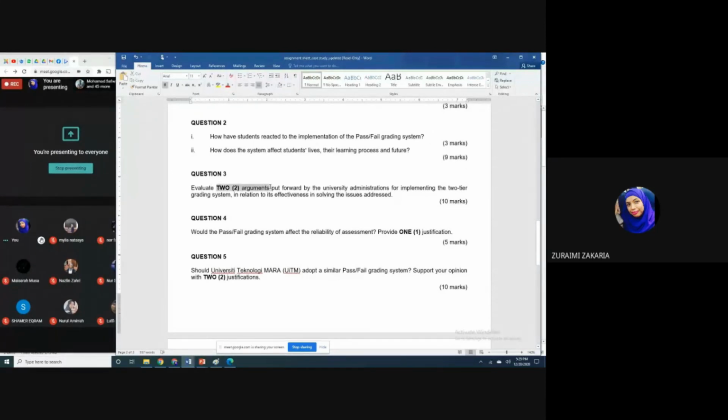Evaluate these arguments in terms of how effective are these arguments in solving the issue. Apa solving issue ni? Issue addressing ialah untuk memudahkan proses pentaksiran dan sebagainya semasa COVID-19. Okay. Basically itu je lah. Kalau saya beritahu argumennya apa, habislah menjawab soalan sendiri secara separuh macam tu.